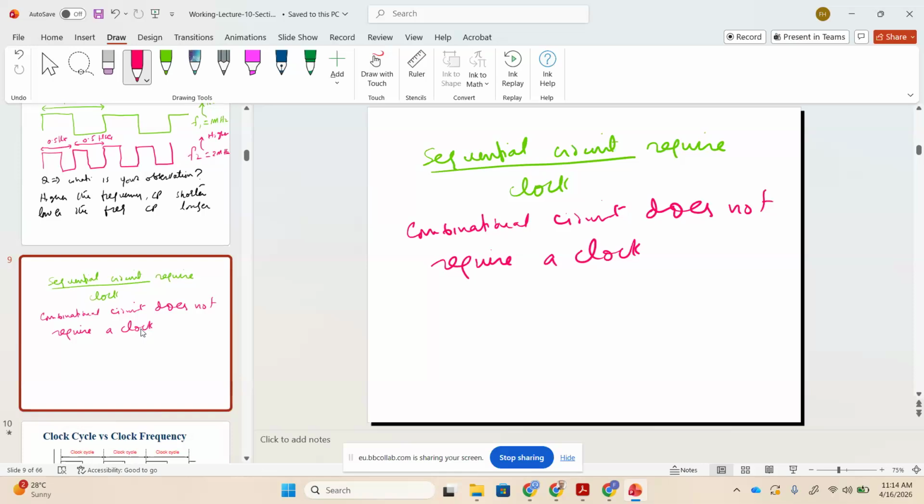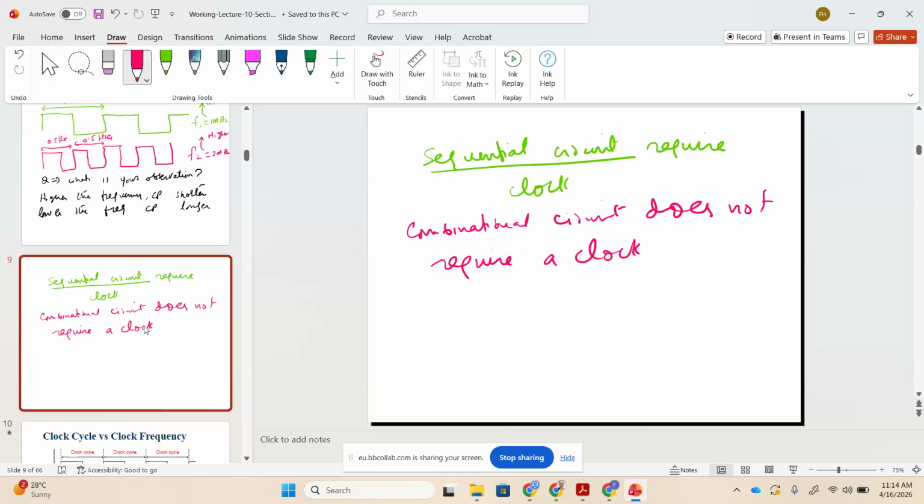Now, sequential circuits require a clock. Combinational circuits do not require a clock. Why are we studying the clock? Because a clock has four things: a positive pulse, a negative pulse, a rising edge which makes a transition from 0 to 1, and a falling edge which makes a transition from 1 to 0. And the clock has some frequency. The higher the frequency, the shorter the clock period; the lower the frequency, the longer the clock period.